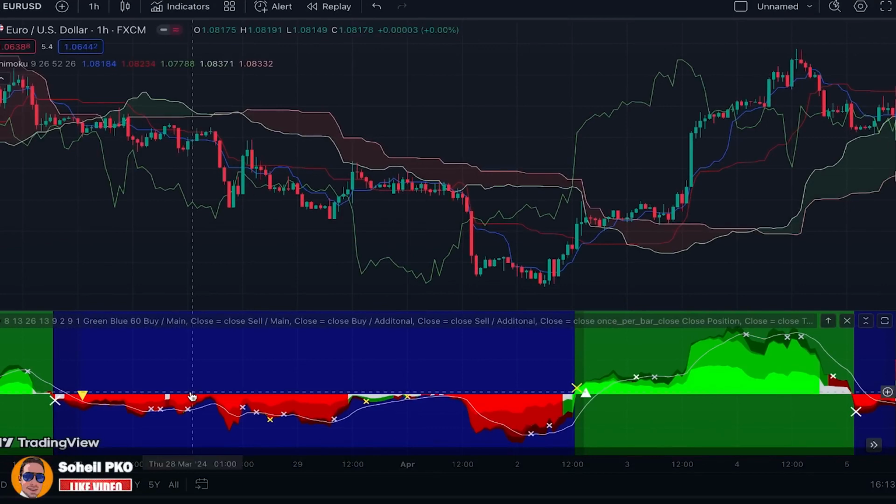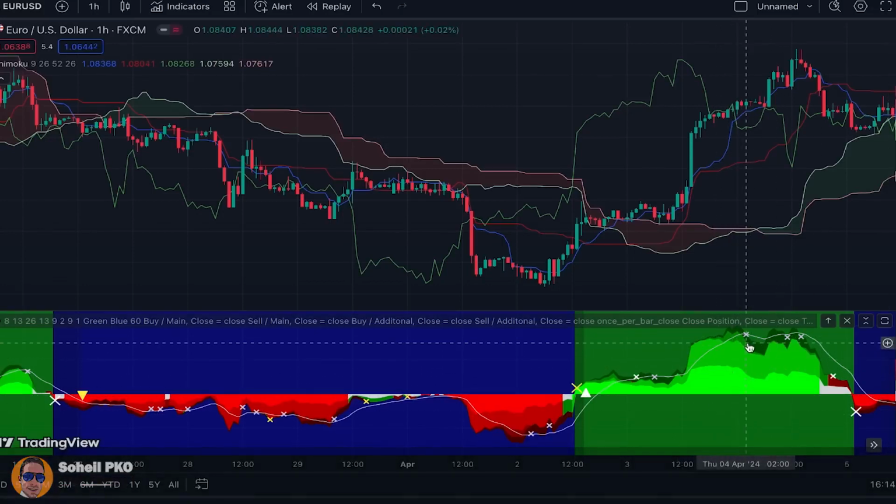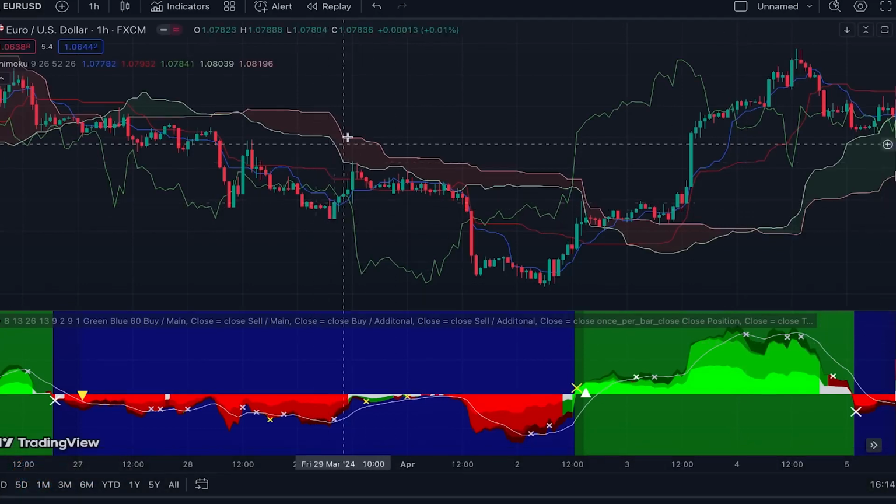Alright, as you can see, we have a histogram here, and the histogram is moving above and below the center line, which is 0. But if you pay attention, you can see that we have 4 layers on the histogram. The first layer is the distance between the closing price and the cloud. The second layer is the distance between the lagging span and the cloud. The third layer is the distance between the conversion line and the baseline. And the fourth layer is the distance between leading span A and leading span B.